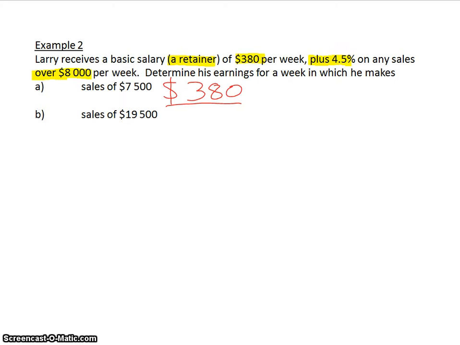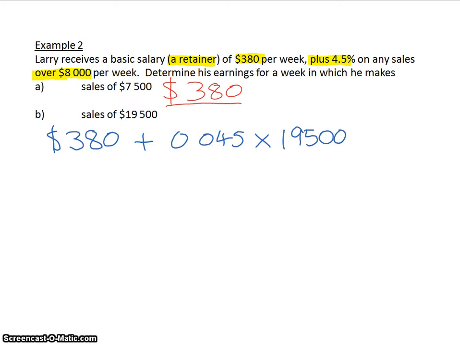In the second part of this question, Larry's going to receive his $380 basic salary, plus he's going to get 4.5%. So 4.5% is 0.045 times his total sales, which was $19,500. But he doesn't get his commission on all of it. He only gets it on anything over 8,000. So the over is the key part.